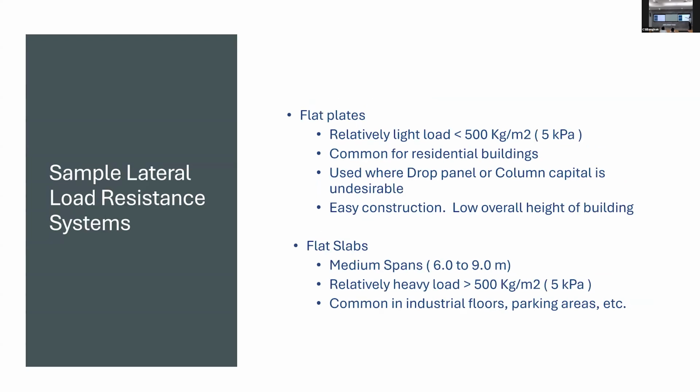Then flat plates: normally, if you want to use flat plates, it is only for relatively light load, common for residential buildings, used where drop panels or column capitals are not undesirable. So once you have cleared the first list, then you can start to see which system will fit you based on your choices in the first page. It's like a step-by-step wizard to choose the system based on your first questions. Then you go to the next step and choose the second. These are the system attributes.